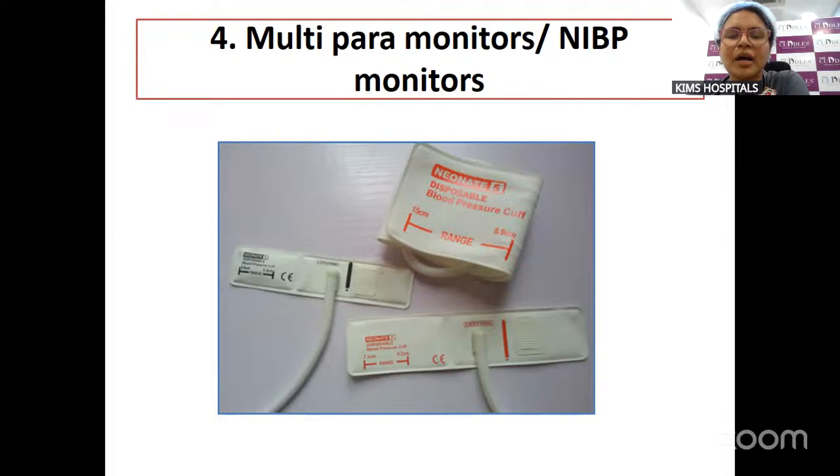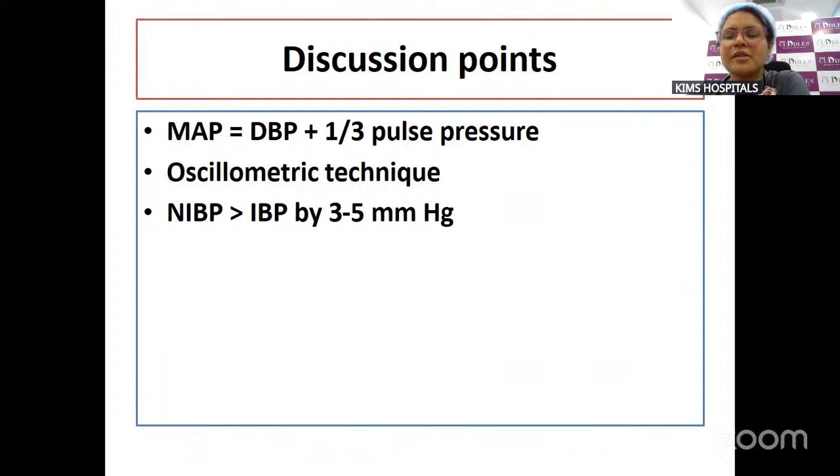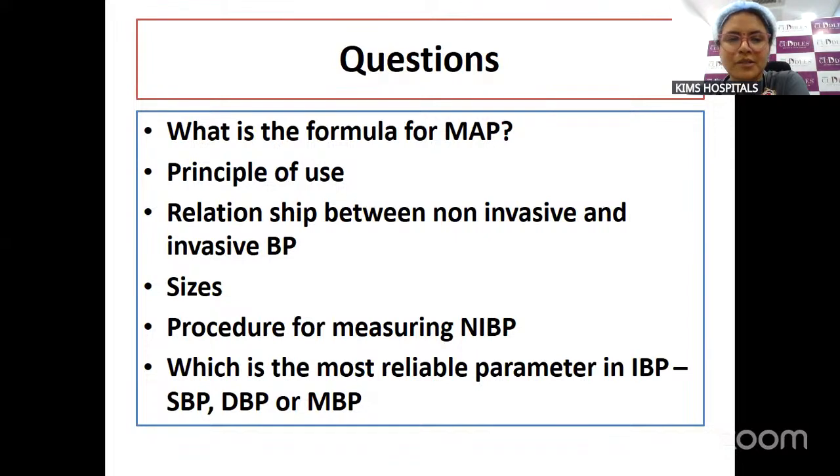The other useful important equipment that we use is a non-invasive blood pressure monitor or NIBP monitor. The formula for calculation of MAP or mean arterial pressure is very critical. This is represented by DBP or diastolic blood pressure plus 1/3 of pulse pressure. Pulse pressure is the difference between systolic and diastolic blood pressure.